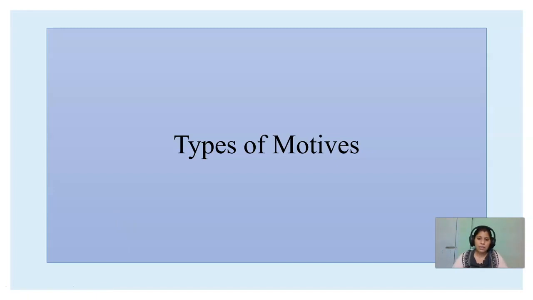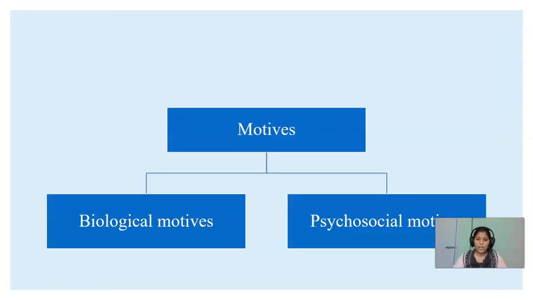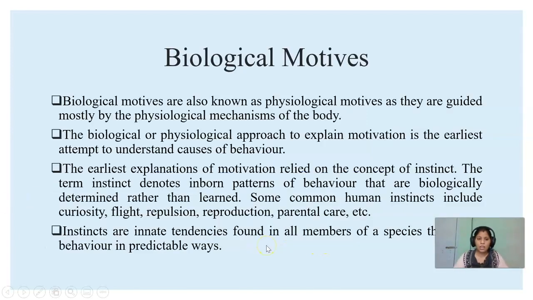Next, we'll discuss different types of motives. We can divide motives into two categories: biological motives and psychosocial motives. Biological motives are also known as physiological motives. Our physiological mechanisms play an important role in these biological motives. Physiological mechanism means hormones, endocrine glands, neurotransmitters, brain, nervous system. They actually play an important role in developing and creating these motives.